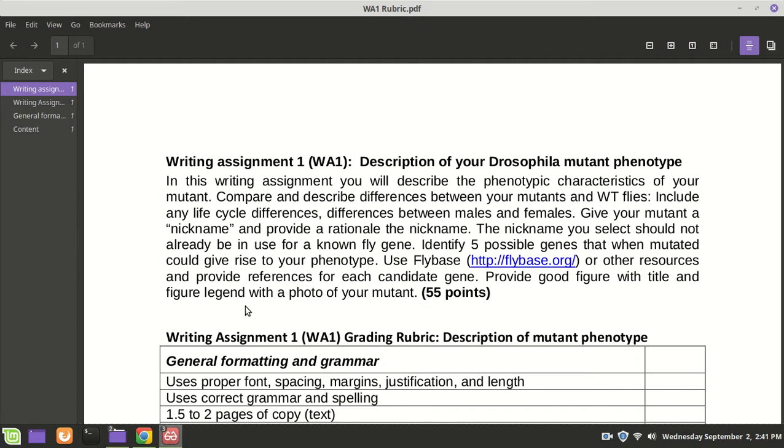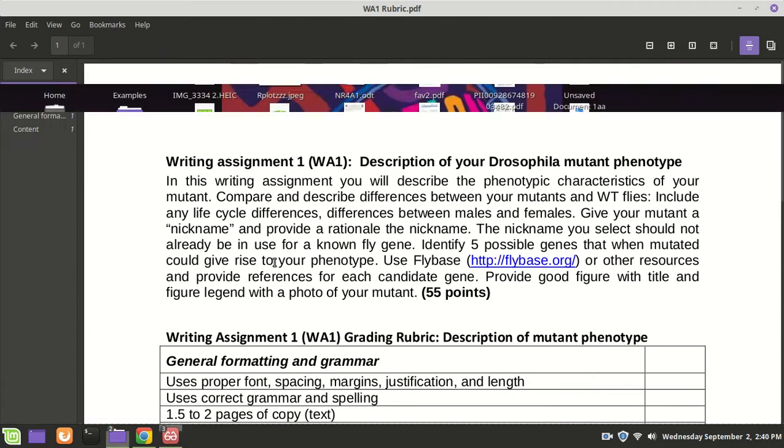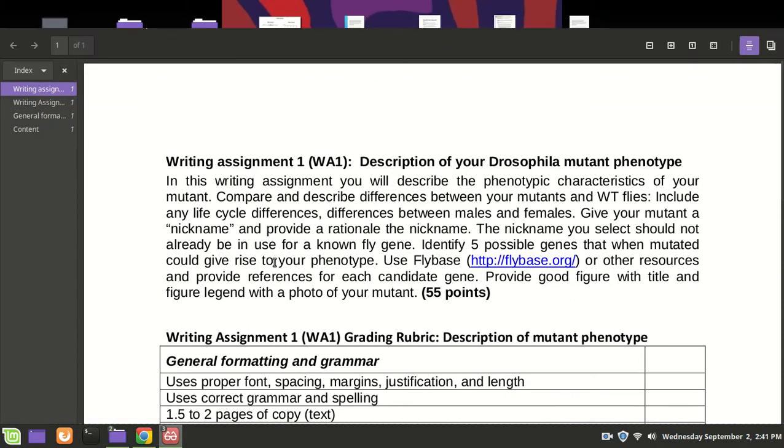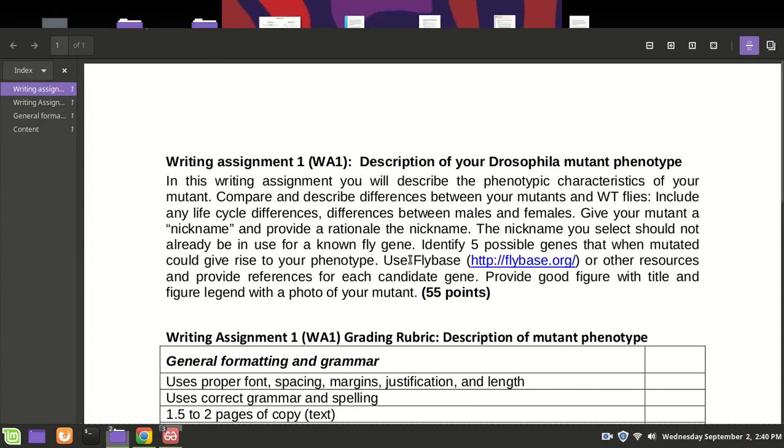So include any life cycle differences between males and females, give your mutant a nickname, and provide a rationale for the nickname. All right, all of these are things that you need to do, and they do that in writing assignment 5, in the example that I gave you. Examples of exactly what you should be doing are in the writing assignment 5 example.